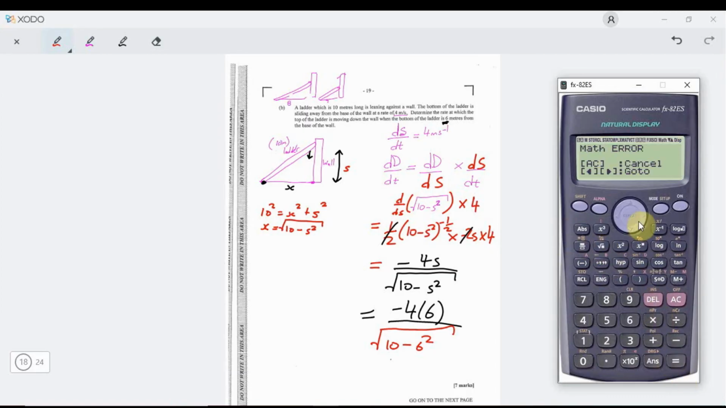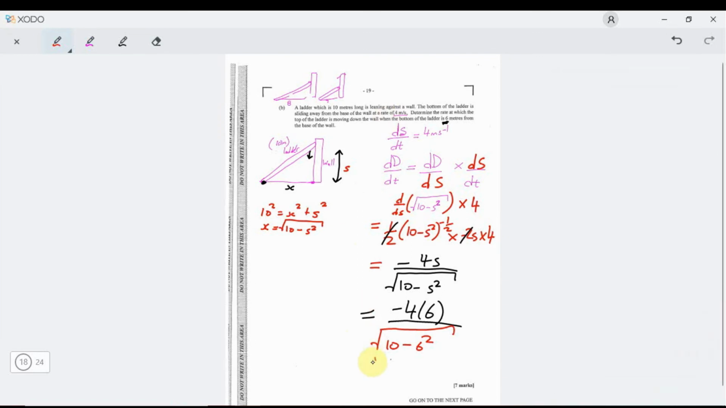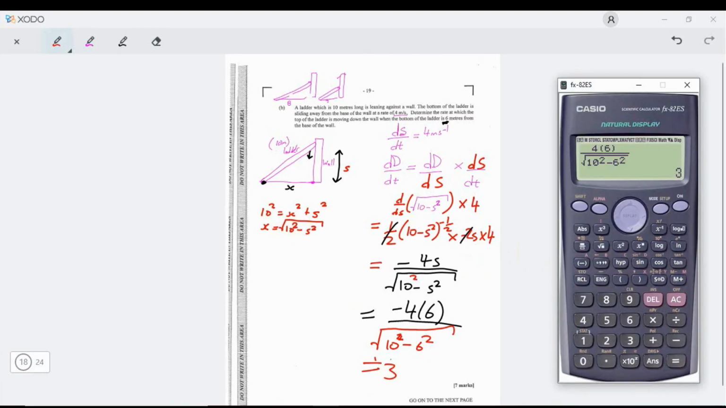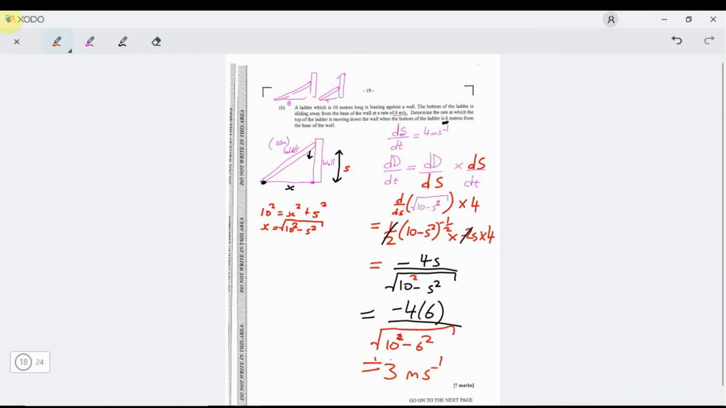And what we're getting is square root of 10 squared minus 6 squared. I was just about to say what went off. That's equal to 3. So this is equal to 3. 10 squared minus s squared, I transposed. Yeah. So in that case, now that is what we're getting, 3. So in that case, as it slides away 4 meters to the left, it is sliding away 3 meters downwards. That's all we're saying. So 3 meters per second is the answer.